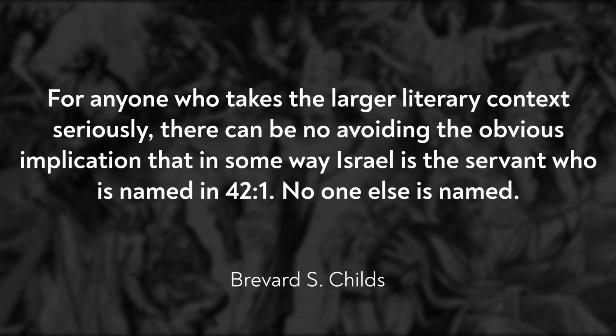Brevard Childs puts it quite forcefully: for anybody who takes the larger literary context seriously, there can be no avoiding the obvious implication that in some way Israel is the servant who is named in 42 verse 1. No one else is named. Perhaps it still could be the Messiah in view. We saw something like that in last week's lesson. Could it be that it's talking about an individual that represents the nation, the Messiah who is representing the whole of Israel? Perhaps, but I think if so, we'll have trouble with other parts of Isaiah 42.